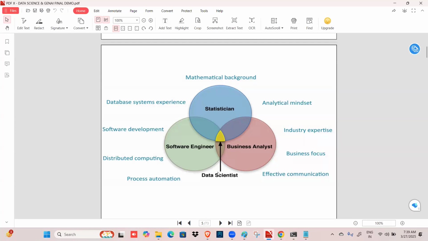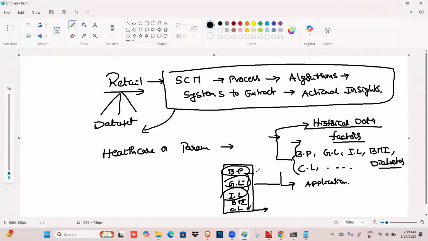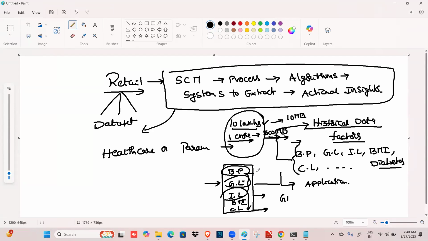For example, with the same diabetes data, if the data has 10 lakh patients' or persons' details, the size may be around 10 MB. And if you have 1 crore people's data, then the size will be close to 500 MB. So if the number of patients increases, the size also increases. But to get better results, we always look for a huge amount of data, and in the real world we are going to work on GBs of data.